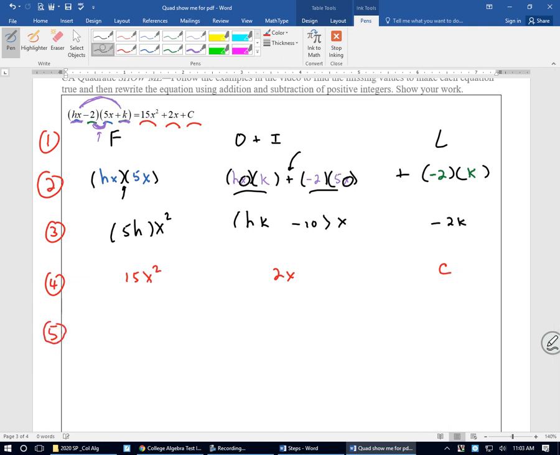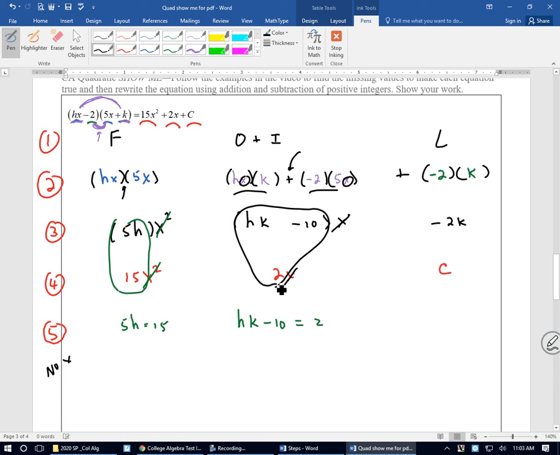Line 5, equate coefficients, and there will be no x's because you're going to take all the x's out and equate what's left. I have 5h equals 15. I have hk minus 10 equals 2. And there are no x's in this one, so negative 2k equals c. And make sure your k does not look like an x.